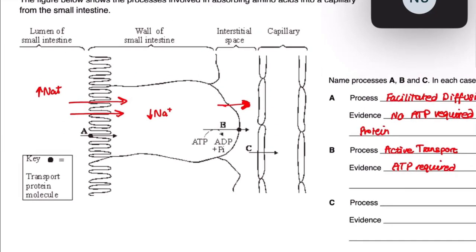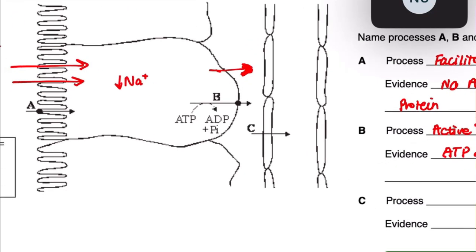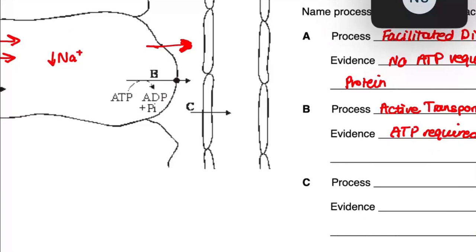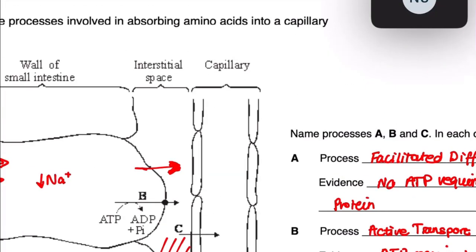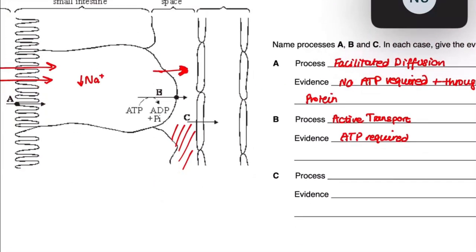And then finally, C is going to be from your interstitial space into the capillary. And that is simple diffusion. The reason why it's simple diffusion is because you're going to have a high glucose concentration over here in this place. And when we're moving into the capillary, the blood is carrying away all the glucose as it diffuses across. It's going across and it's carrying all the glucose away.